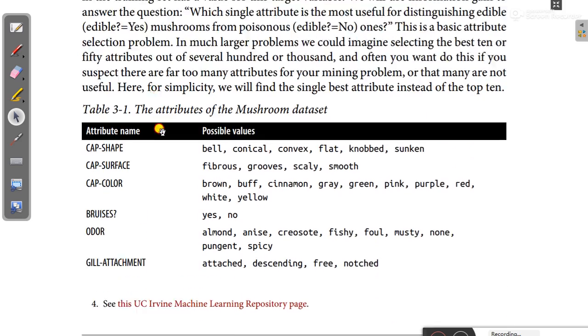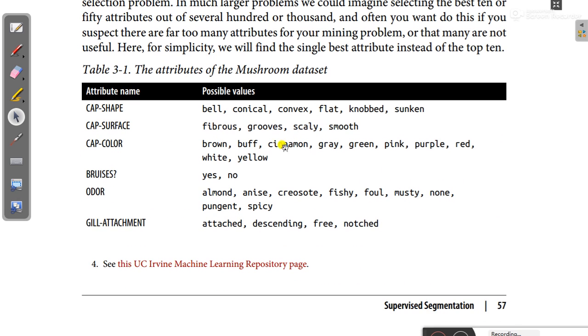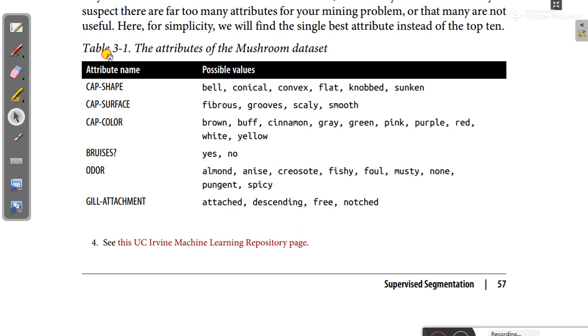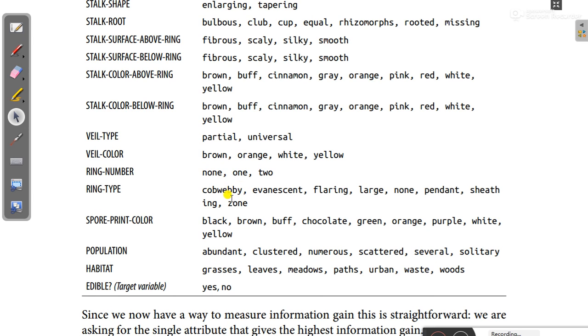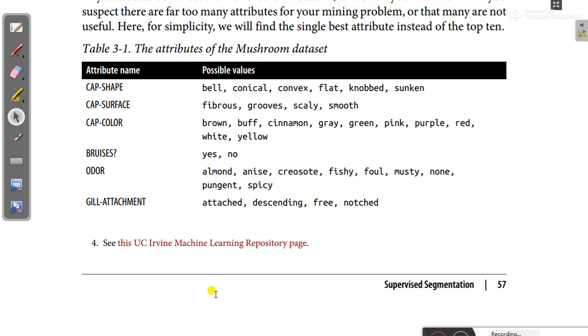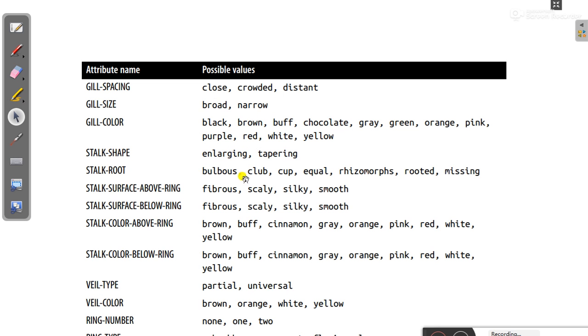So Table 3.1, as mentioned here: attribute names are like this, and possible values are like this. For example, cap shape is bell, conical, convex, flat, knobbed, sunken. Possible values are these. There are 20 different types of attributes, with numerous possible values. And there is the target variable, yes or no. So that is the dataset description, because these are the attributes and these are the possible values.